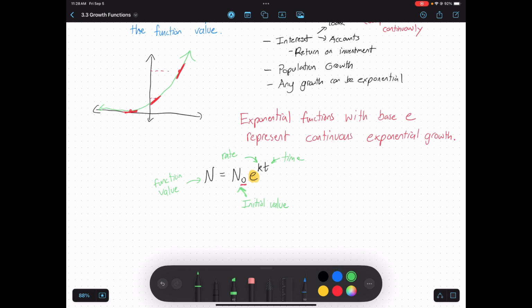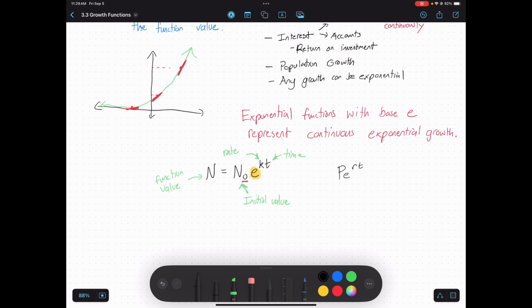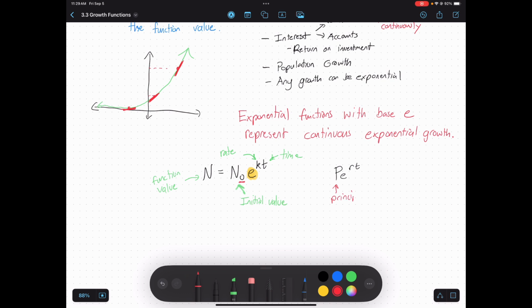You may have also seen this form of the equation, P e to the rt. This is the same type of equation, just with a more financial focus. P represents your principal amount that you invest, r is your interest rate, and t is still time. It's the same exact equation, though. All you're doing is just changing the variables. So either of those work. Whichever one you're more comfortable with, you can use either of them throughout this section.